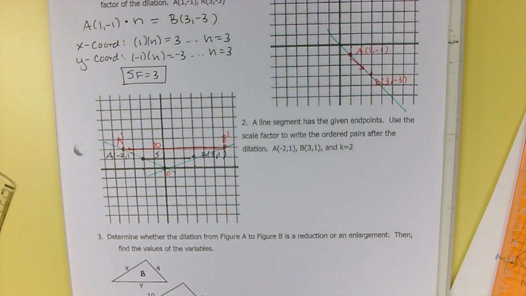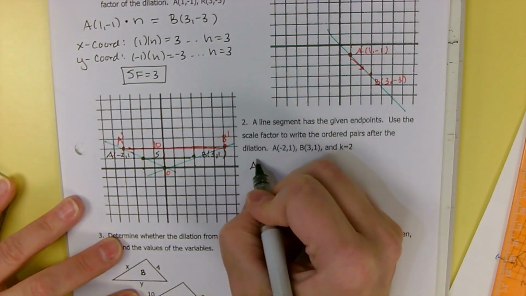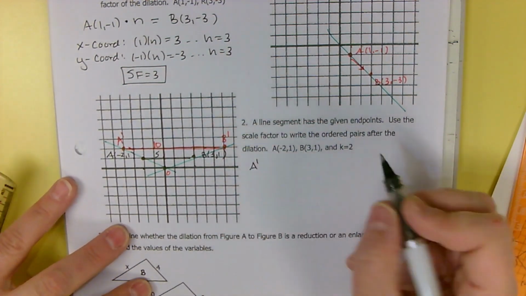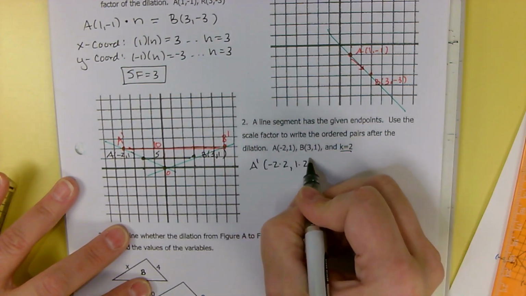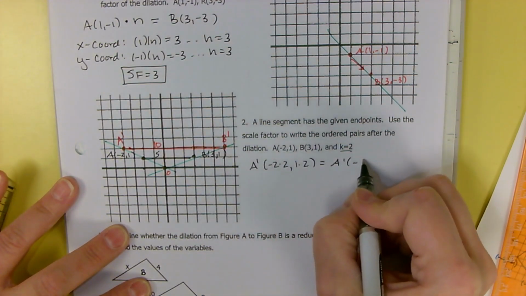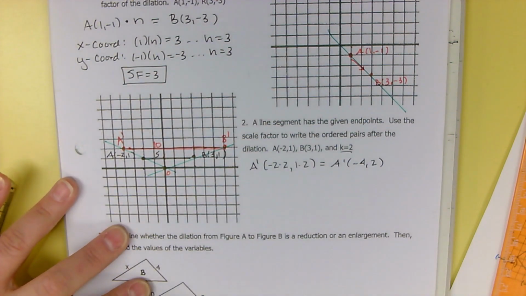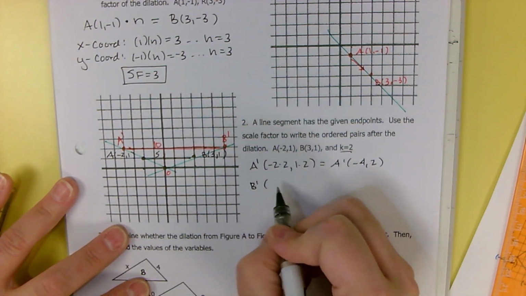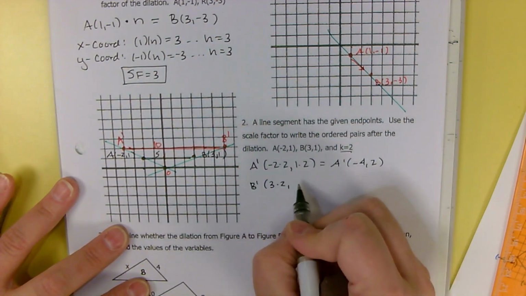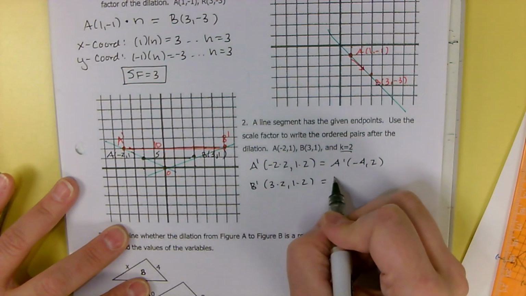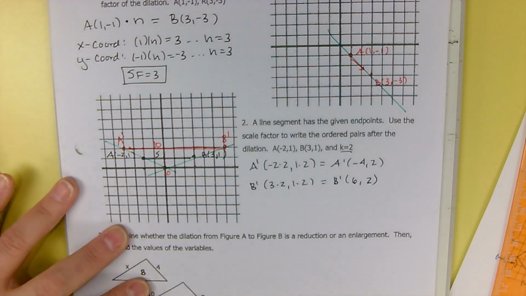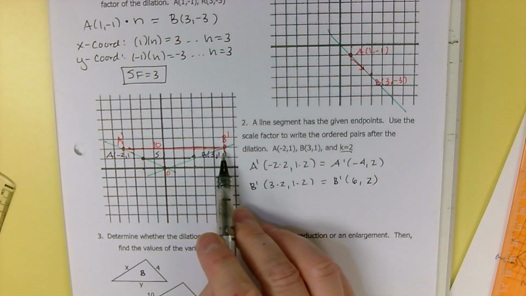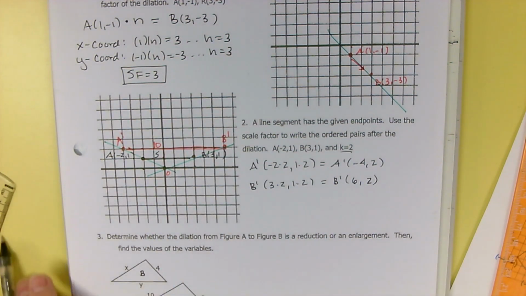Now, the other way to do it, of course, is to multiply each of the coordinates by the scale factor, which is 2. So negative 2 times 2 and 1 times 2 give us negative 4 comma 2 for A prime. For B prime, we're going to go 3 times 2 and 1 times 2, which is 6 comma 2 for my B prime. And if we take a look at where these are at, 6, 2 and negative 4, 2 agree.